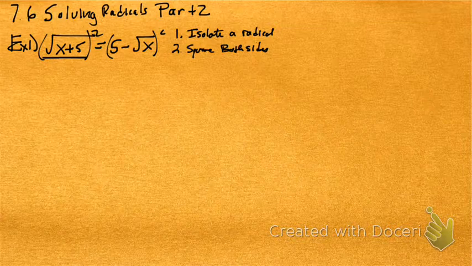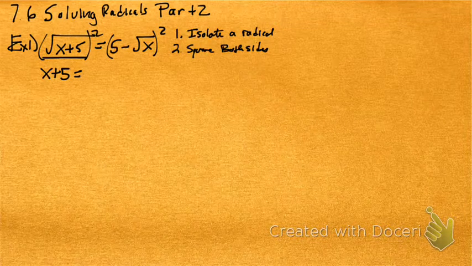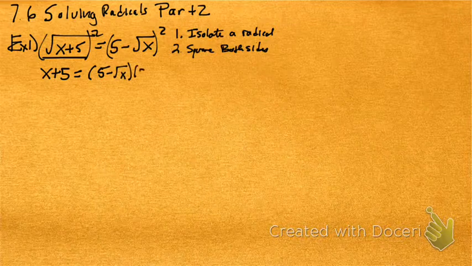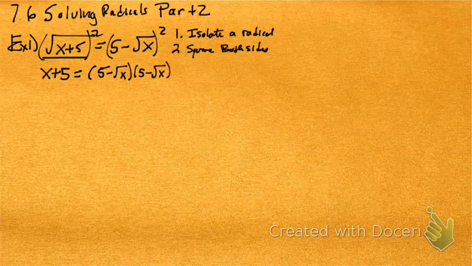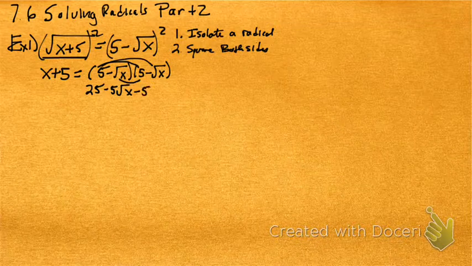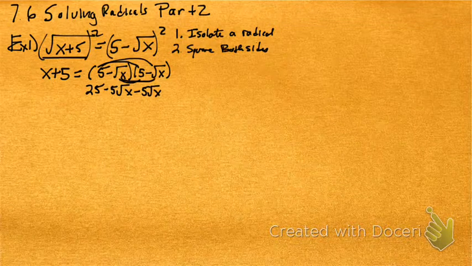If we square both sides, I have to square the square root of x plus 5, and the whole idea is to undo that square root, and I just get x plus 5. On this side, you cannot simply distribute that exponent of 2 to the 5 and the negative root x. What you have to do is rewrite the binomial 5 minus the root of x twice, and multiply that out. We get 5 times 5, which is 25, 5 times negative root x, which is negative 5 root x, and then another negative 5 root x, and then negative root x times negative root x is really positive x. Remember, the square root of x times the square root of x is the same as the square root of x squared, which is just x.